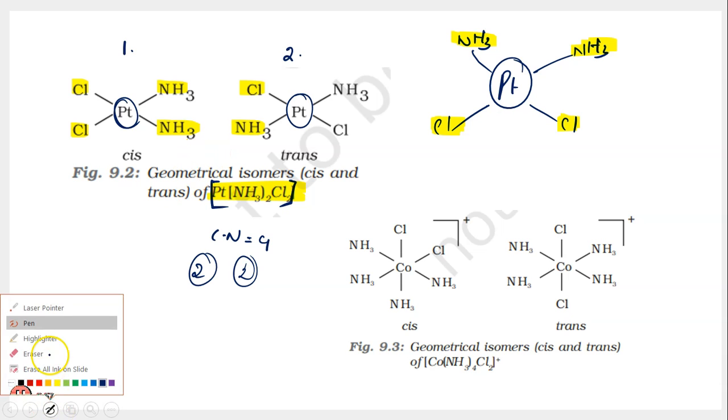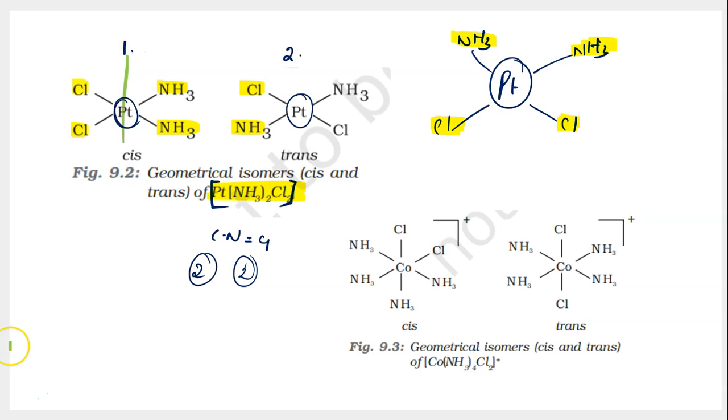Alright. So now you observe these two arrangements. In arrangement number 1, when I take the vertical line and observe, on one side I have the groups of same type and on other side I have the groups of different type. And in arrangement number 2, on the left hand side I have the groups of different type and on right hand side also the same.